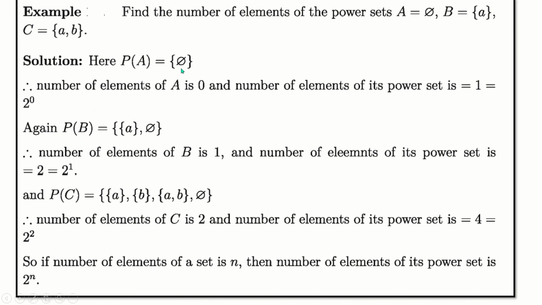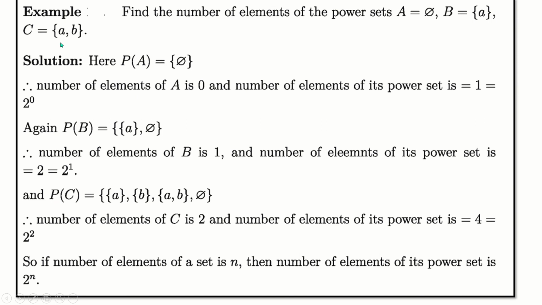Again follow here. Here the number of elements of A is 0 and the number of elements of its power set is equal to 1. This is equal to 2 to the power 0. 2 to the power 0 means the value will be 1. Here the number of elements of B is only 1. But the number of elements of its power set is equal to 2, and 2 is equal to 2 to the power 1.